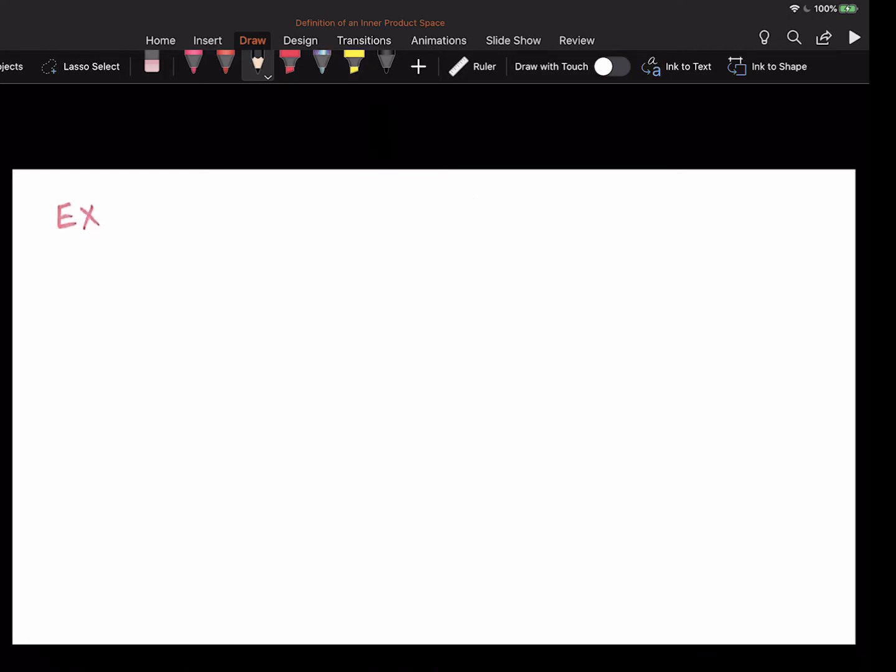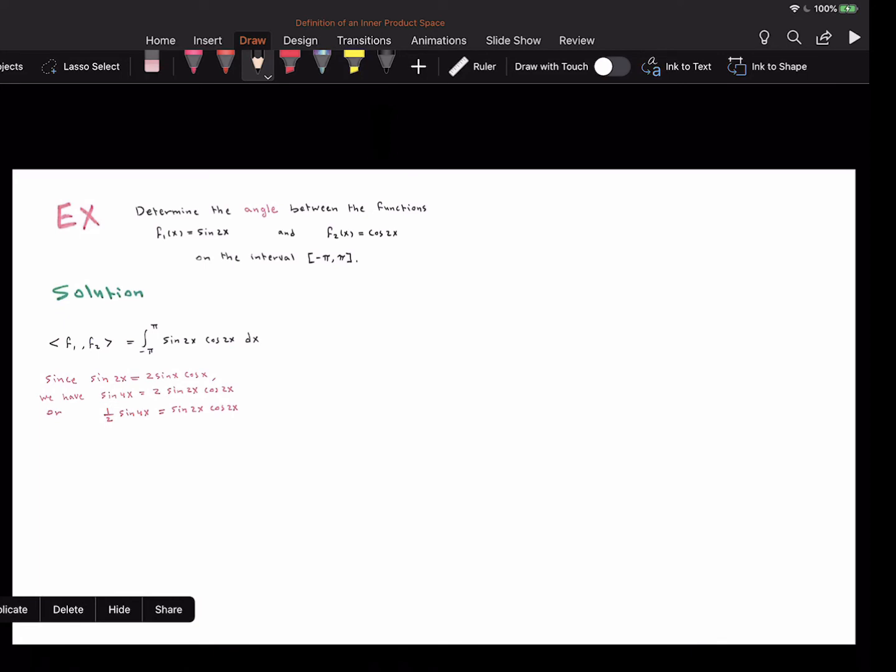Another example. Determine the angle between the functions f1 of x equals sine 2x and f2 of x equals cosine 2x on the interval from negative pi to pi. Solution. So the integration from negative pi to pi of those two functions being applied, f1 times f2, will be sine 2x cosine 2x. To do that, we need to use trig identities.